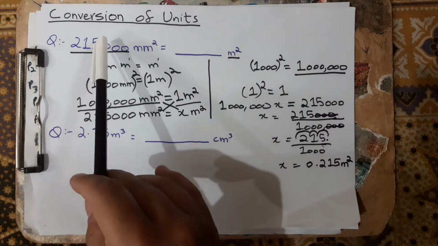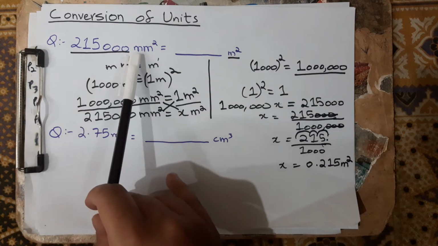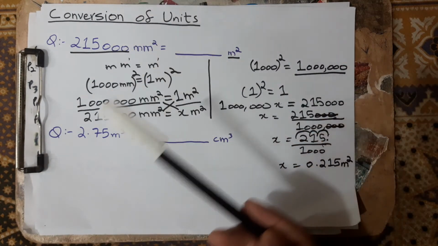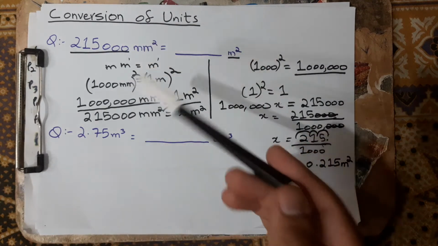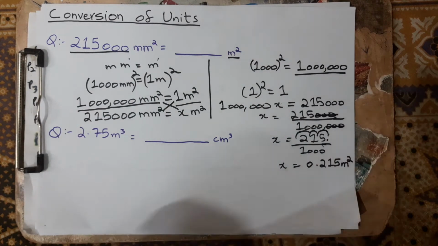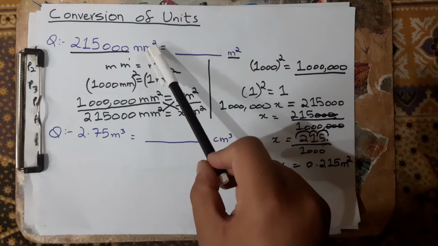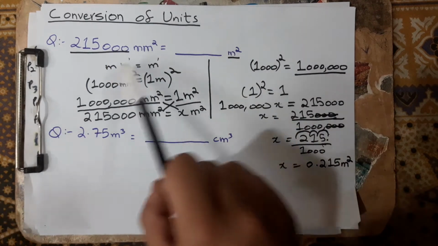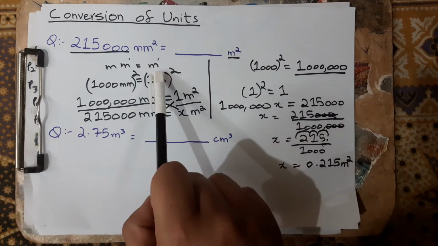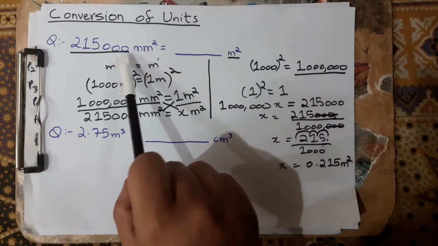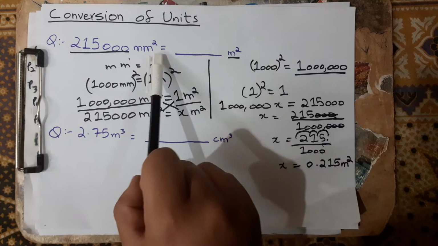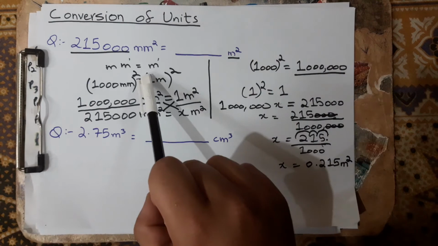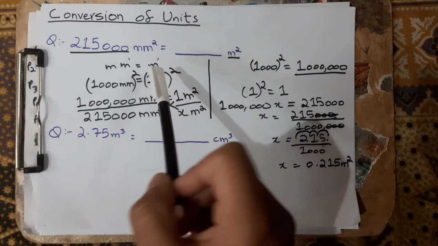If you look at the first question, it says we have to convert 15,000 millimeter square into meter square. So guys, in this case of squares, first of all you write millimeter, because it's better to write the unit which is given on the left hand side and the unit that you have to find on the right hand side. The millimeter unit is given to us, so we write it on the left hand side, and the meter unit is not given, so we have to find it, so we write it on the right hand side.